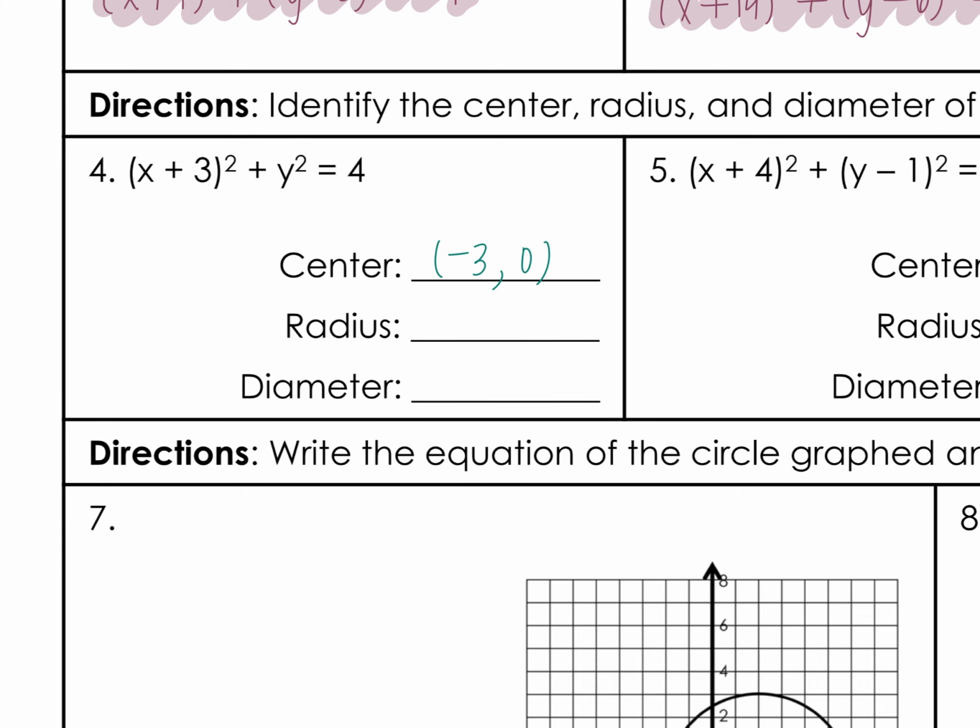Then to find my radius, remember that is your r squared. So my r squared is equal to 4. And so I need to take the square root of both sides to get 2 for my radius.